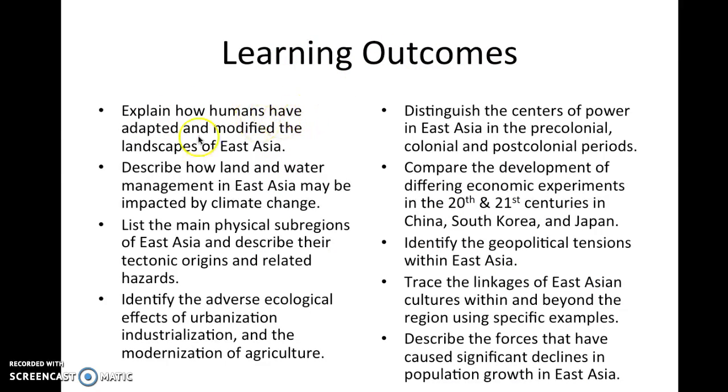We're going to explain how humans have adapted and modified the landscapes of East Asia, describe how land and water management in East Asia may be impacted by climate change, list the main physical subregions of East Asia and describe their tectonic origins and related hazards, and identify the adverse ecological effects of urbanization, industrialization, and the modernization of agriculture.